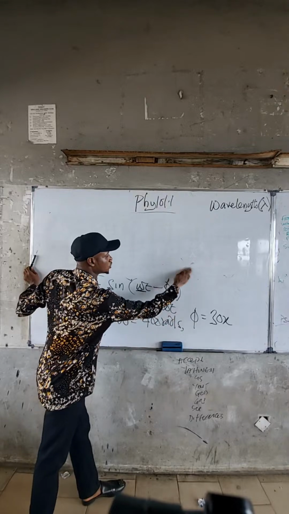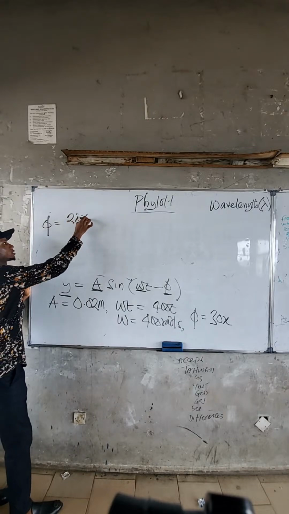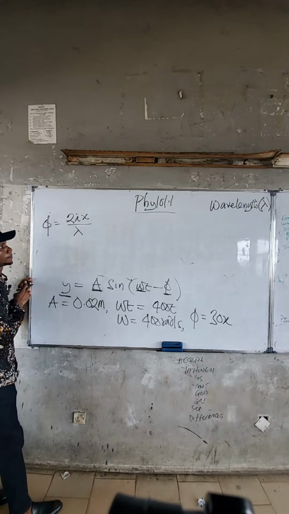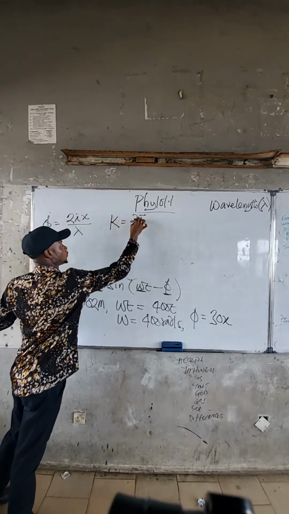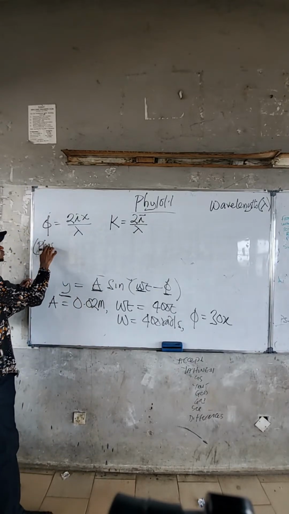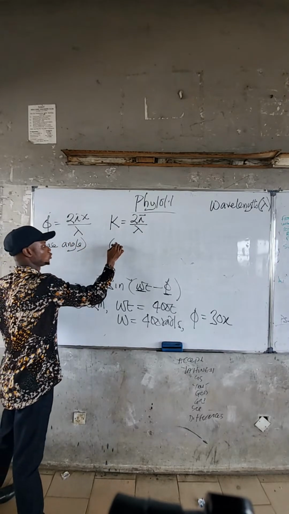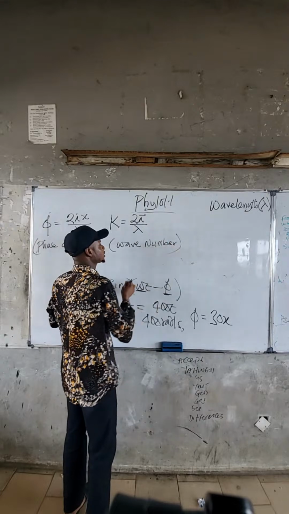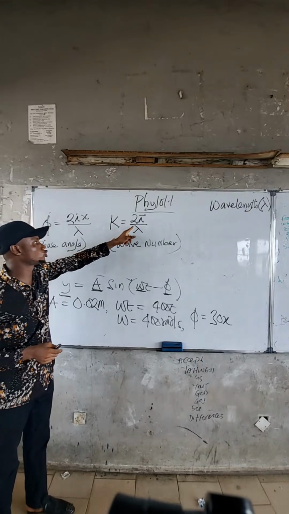There's a formula in terms of phase angle that says phase angle is equal to 2 pi s over lambda. We also have what we call wave number. Wave number k is equal to 2 pi over lambda. Please take note. This is called phase angle or phase shift. This is called wave number. Class, if you're asked to find the wave number of any wave, the formula is k equal to 2 pi over lambda.